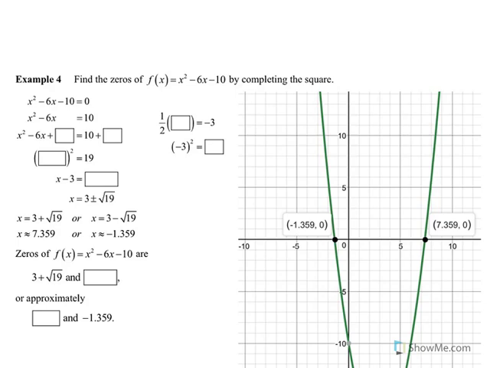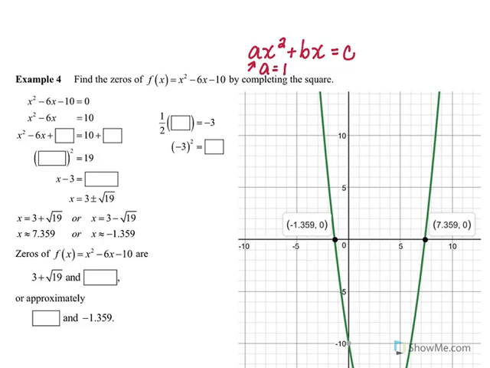Let's find the zeros by completing the square. So here I'm asking us to complete the square. So when I'm completing the square, I need to have my equation. We know it's ax squared plus bx, we're going to set it equal to c, where our a value has to equal 1. And I'm going to show you what happens if it doesn't equal 1, what we have to do.